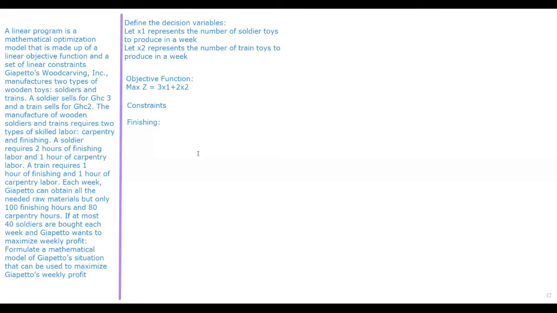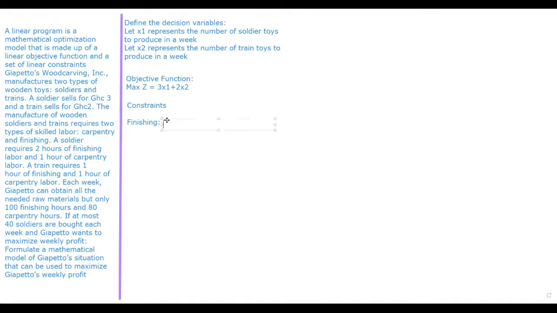So the constraints, I said we have two constraints. Oh, by the end of the question, we will have 3. But let's focus on these 2, finishing and carpentry, because they are saying that Giapito's wood carving company manufactures 2 types of toys, and they require 2 types of what? Skilled labor. That is this carpentry and finishing.